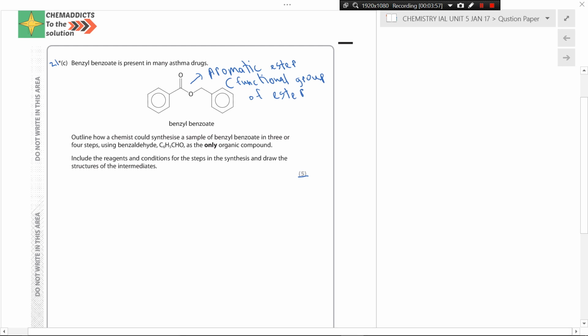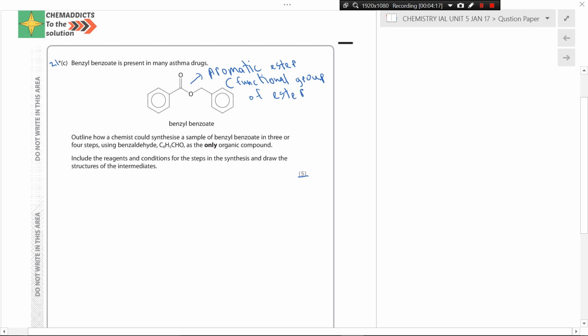Okay, so we should use benzaldehyde as the only organic compound to prepare this organic chemical.